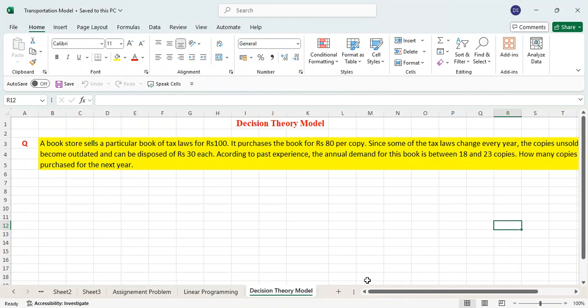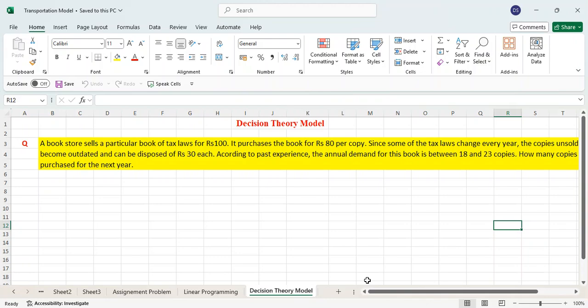In this video, I have highlighted one question in front of you. I have taken that question from the quantitative techniques book written by ND Vora sir. The question is about a book on tax laws that costs around 80 rupees, and when you sell the book in the market, you get 100 rupees. In this way you get 20 rupees as the profit.